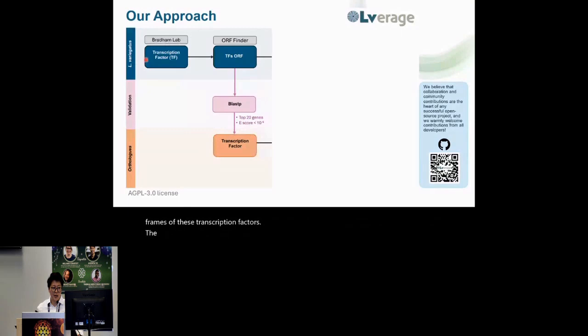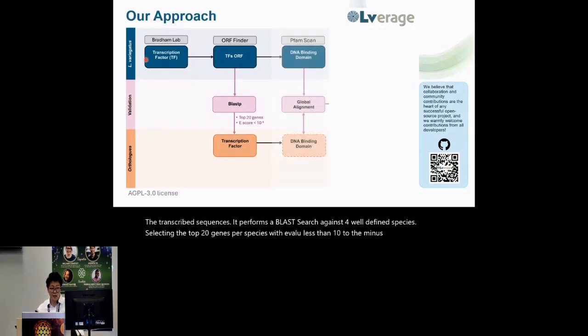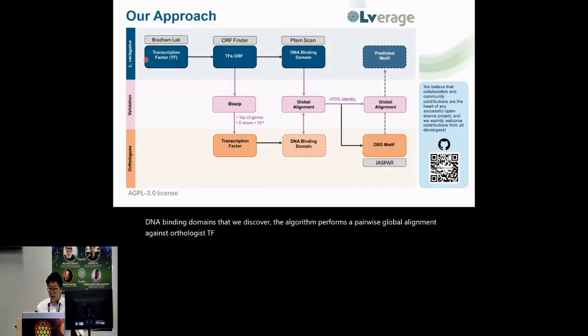Using the transcribed sequences, it performs a BLAST search against 4 well-defined species, selecting the top 20 genes per species with e-value less than 10 to the minus 6. With all these DNA binding domains that we discover, the algorithm performs a pairwise global alignment against orthologous TFs. If it hits a 70% identity threshold or higher, the algorithm will use the JASPAR motif database to find the predicted orthologous motifs.